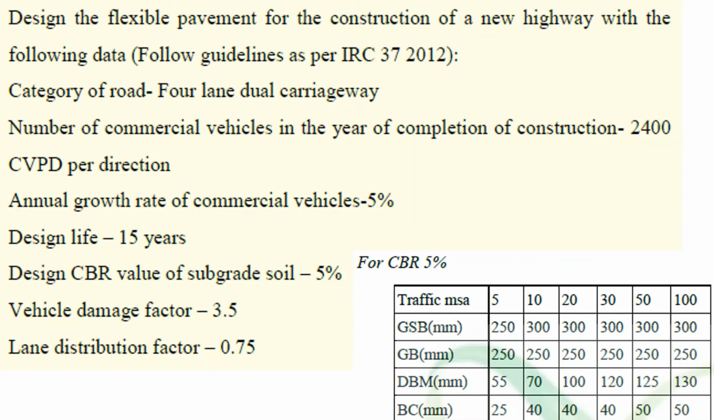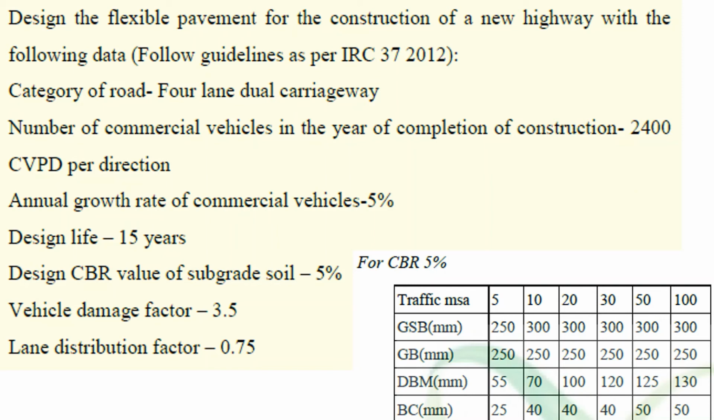Similar question: design the flexible pavement for the construction of a new highway with the following data. Here they have mentioned to follow IRC 37 2012, that is, it is a question based on the modified CBR method. They have given that the category of road is a 4-lane dual carriageway and the number of commercial vehicles in the year of completion is 2400 CVPD per direction.